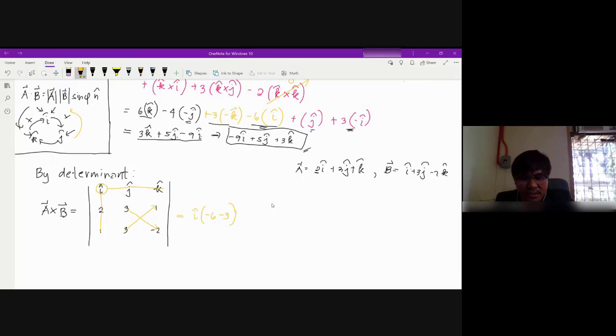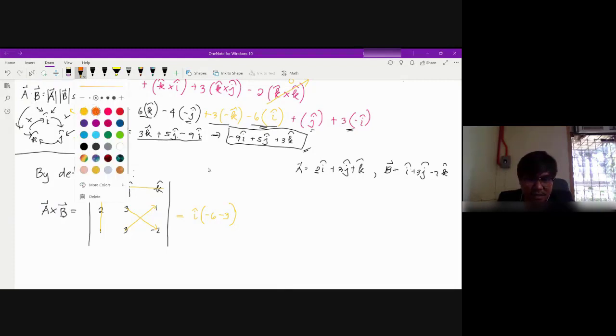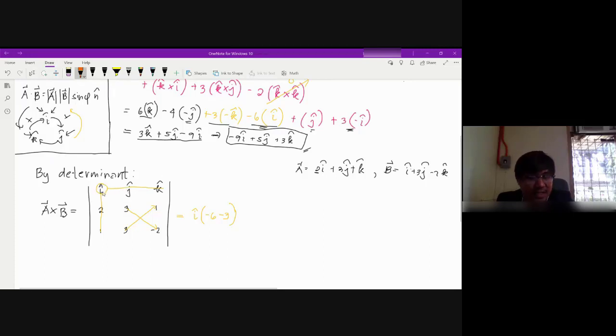I will just use the color. After you get the I hat, next is the J. Now, it is mechanical, class: when you take the J component, your sign is negative. Got it? So the I hat was positive earlier, sir, but the J is always negative.